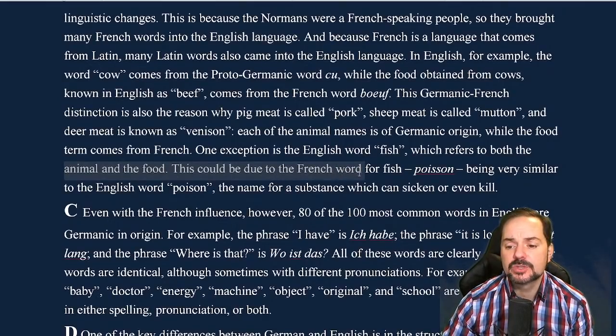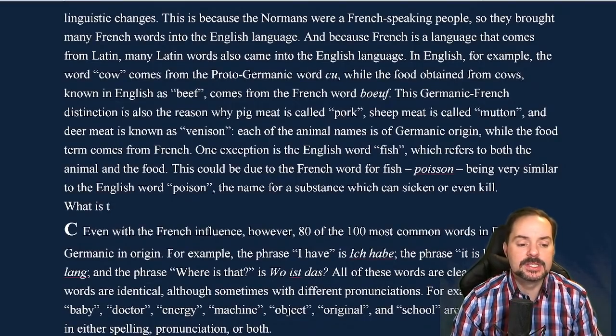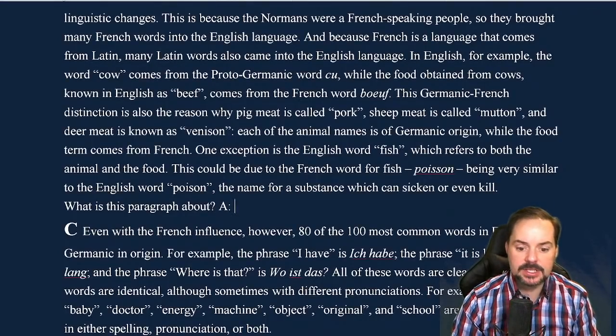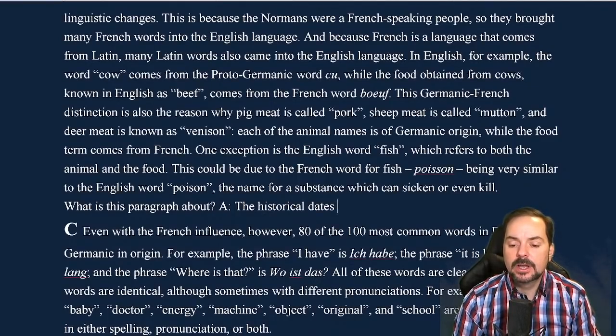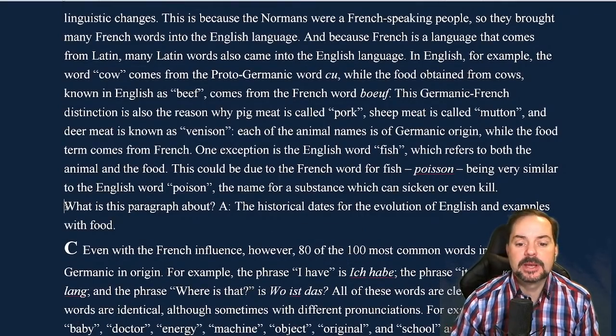This could be due to the French word for fish, poisson, being very similar to the English word poison, the name for a substance which can sicken or even kill. All right, so again, I ask myself, what is this paragraph about? Okay, so the answer here is the historical dates for the evolution of English and examples with food. Okay, so that's what this paragraph is about.